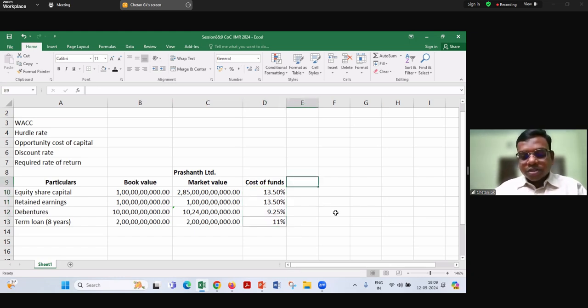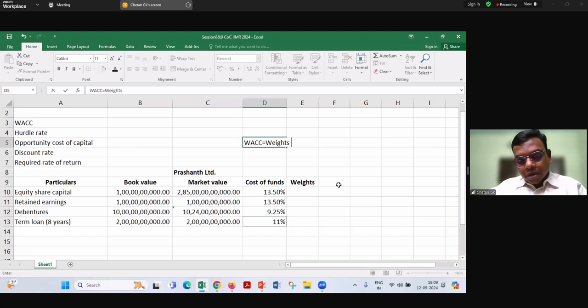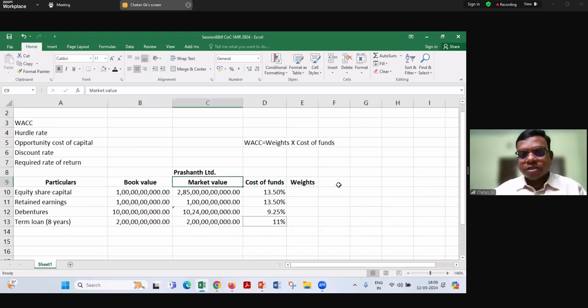Okay, so can you tell me how much is the weights of these funds? I want to take out the weights now. Now I am confused whether I should go for market value weights or book value weights. Because ultimately what I should do is compute the WACC here. How to compute WACC? WACC is equal to weights multiplied by the respective cost of funds. So tell me now, which weights am I supposed to be taking, book value weights or market value weights, and why?